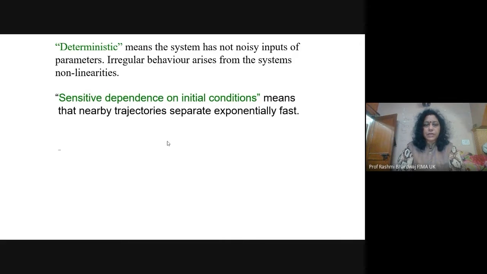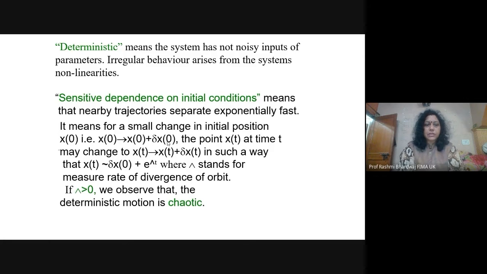Sensitive dependence means nearby trajectories separate exponentially fast. This means that for a small change in initial position, like yesterday with that point r, as you change the value of the parameter, you get a different type of trajectory. So if x naught is the initial position, then x naught plus delta x naught at time t changes to x of t plus delta x of t, such that delta x of t is delta x naught times e to the power lambda t, meaning they move exponentially away from each other.